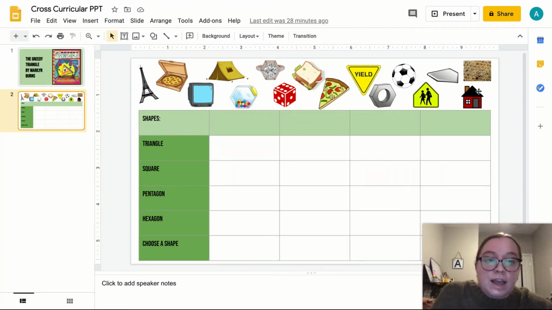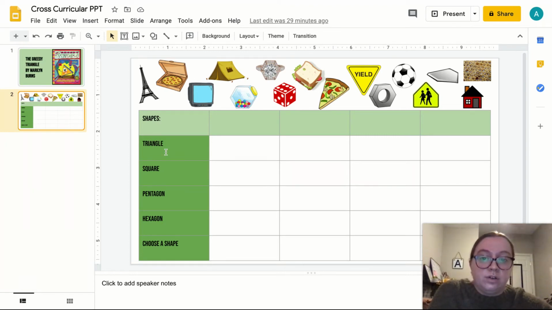So up here, I have a bunch of different pictures, and not all of them are the same shape. Not all of them are the same thing. So what you're going to be doing, and this could be done online, on tablets or on the computers, or it could be printed out and used in class. So for online, what you would do is you would go to a shape. So we have triangle here, and you would look through your shapes here, and you try and find one of the shapes that is a triangle.